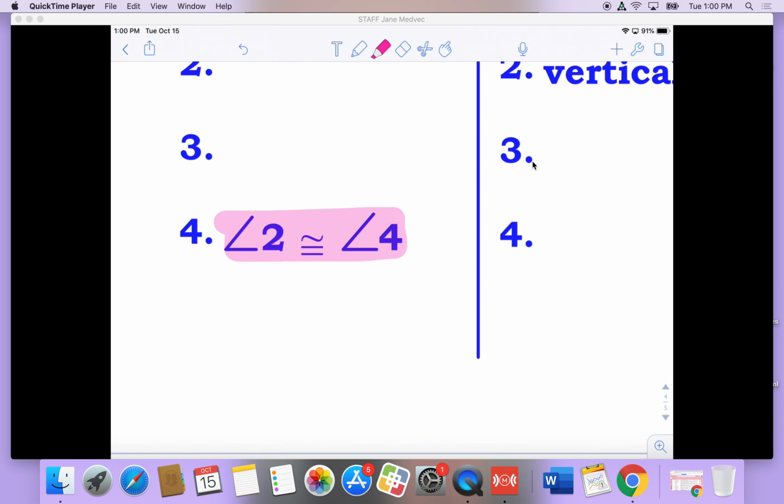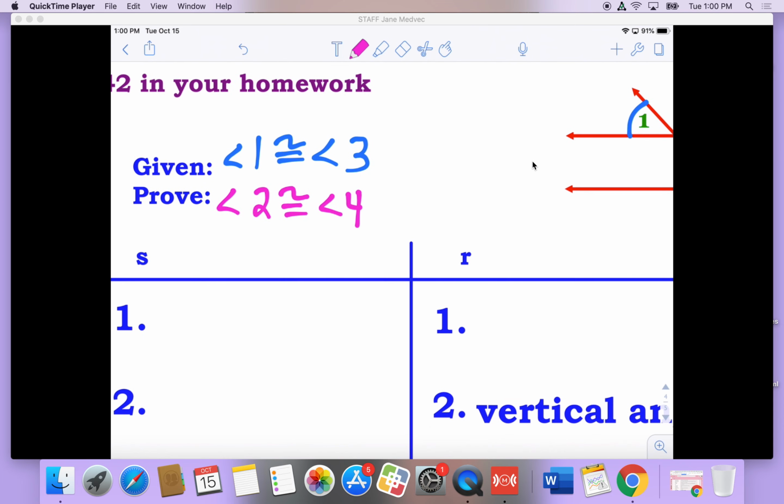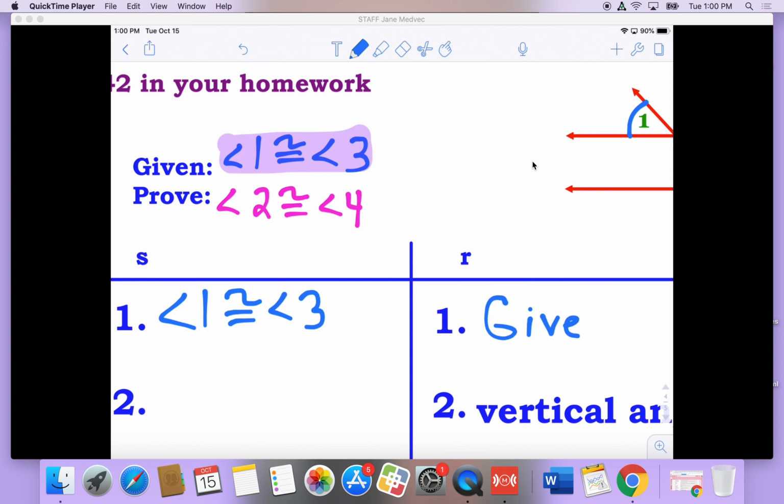Okay. So let's go back up to this problem. What do I write down for the first line? Absolutely. Angle 1 is congruent to angle 3. I got that from the given right here. Yep, I got that right there. And that's what you always put down for the first line. And the reason is going to be given.